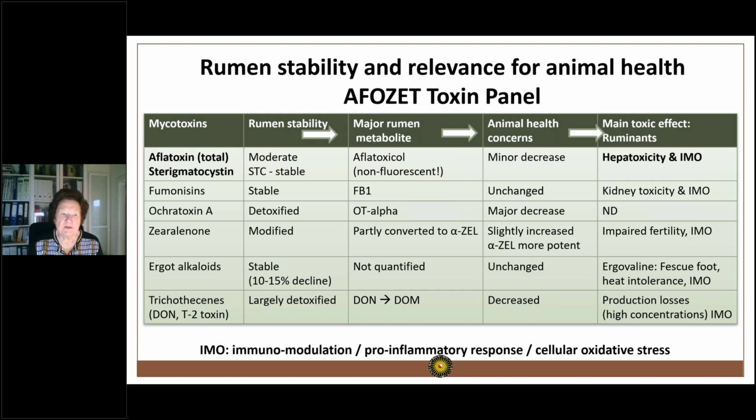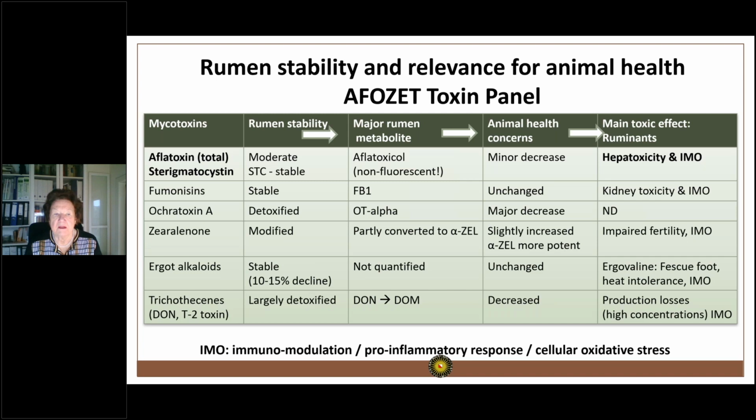If I go to the other toxins, you see fumonisin is very stable, absolutely unchanged in the rumen compartment, but it has a very, very poor bioavailability. And later on, at very, very high concentrations it can cause kidney damage, which is unusual but typical for cattle, that fumonisin causes kidney damage. But we see it very seldom in practice because it requires very, very high concentrations.